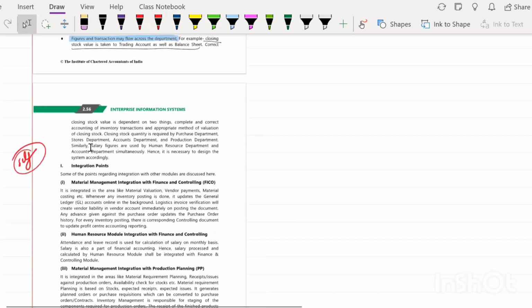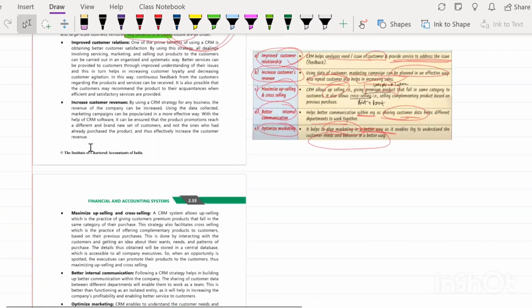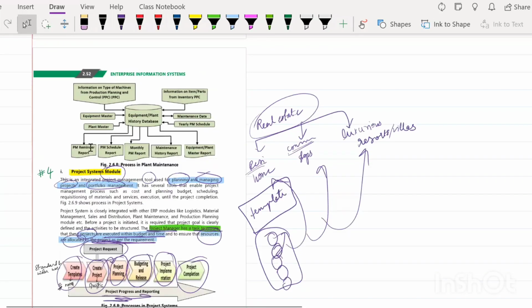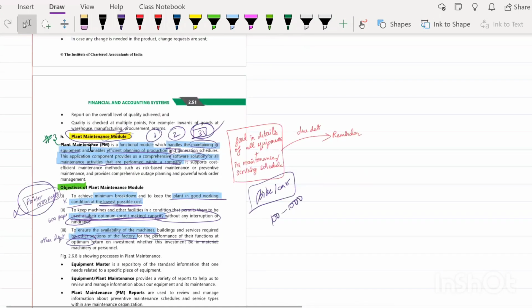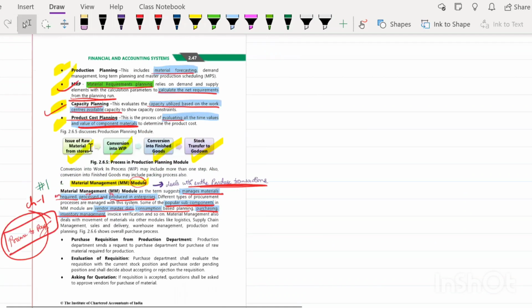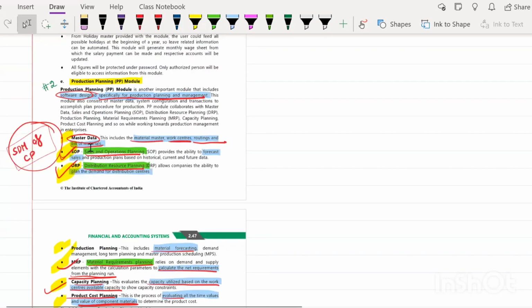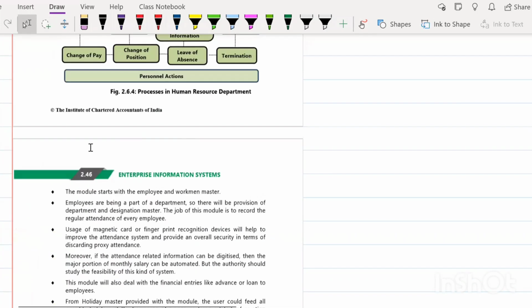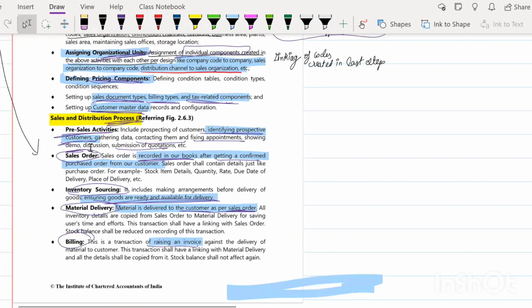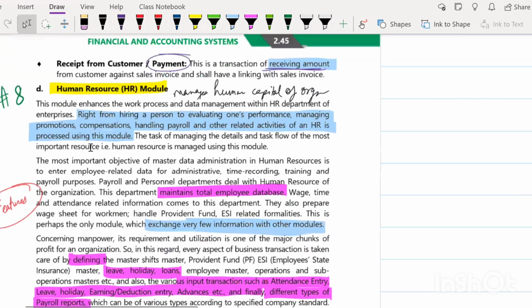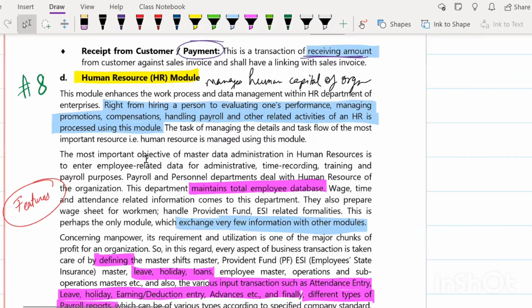So until now, what are the modules that we have completed? We have completed customer relationship management, supply chain module, project system module, plant maintenance module, quality management module, then your material management module, and the production planning module, and now we are moving on to the final module, which is your human resource module. This is the last module of the entire ERP.